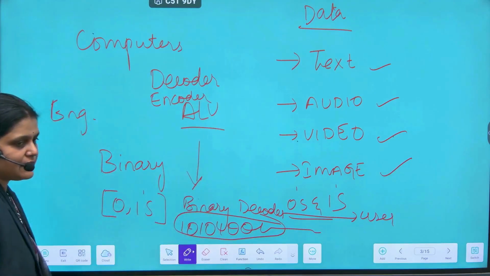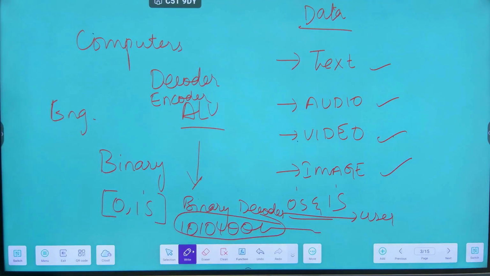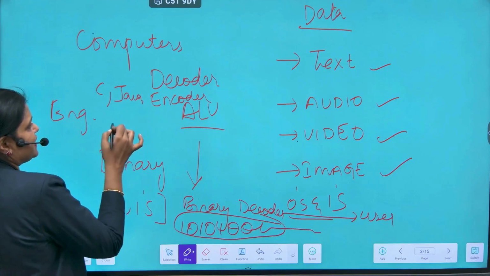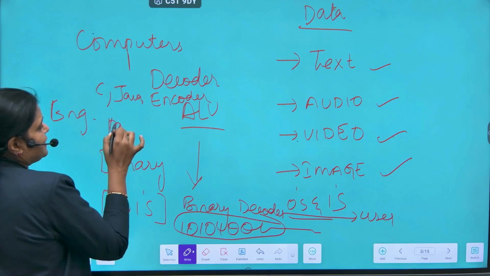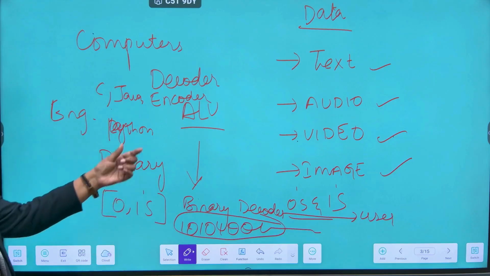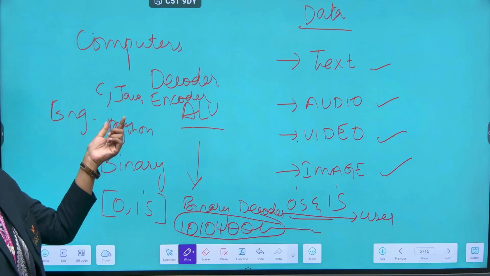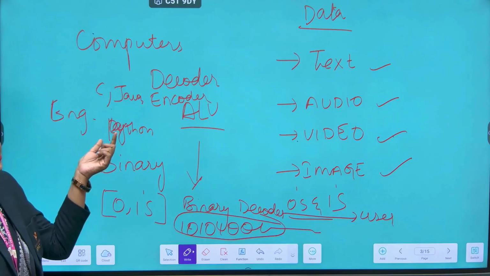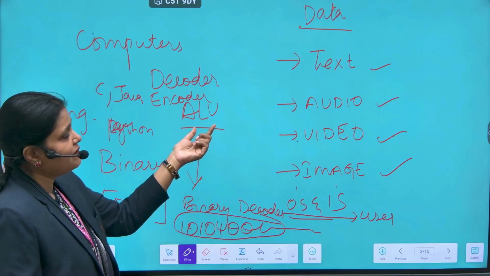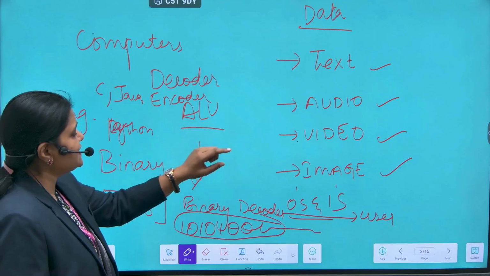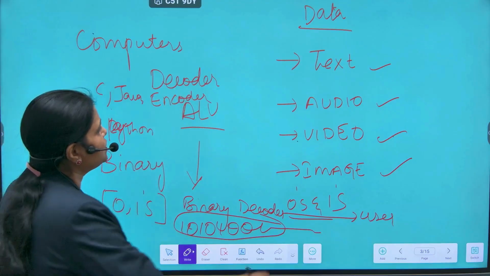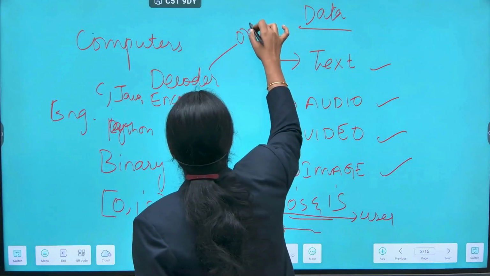So whatever language we are giving the instructions in, let it be C, Java, Python, or whatever language, we are giving instructions to the computer. With the help of the encoder, it converts the given instructions into zeros and ones, and then after processing, again we get the result in binary form, which is converted back with the help of the decoder into the original format that the user has given.